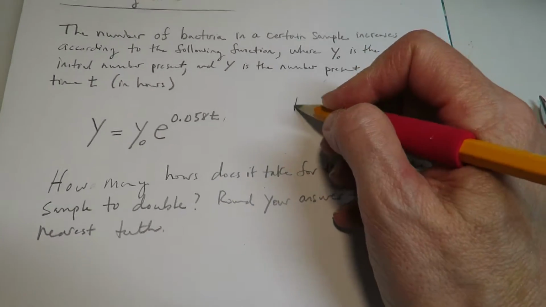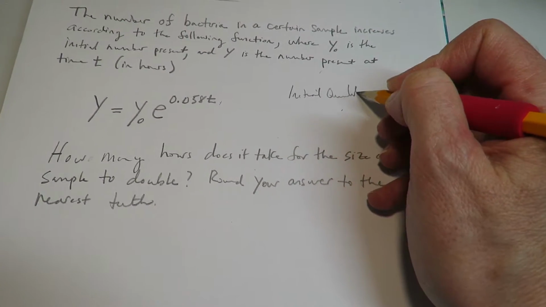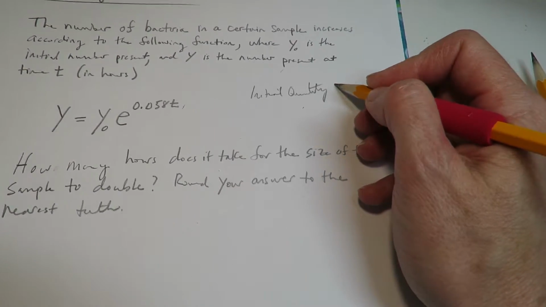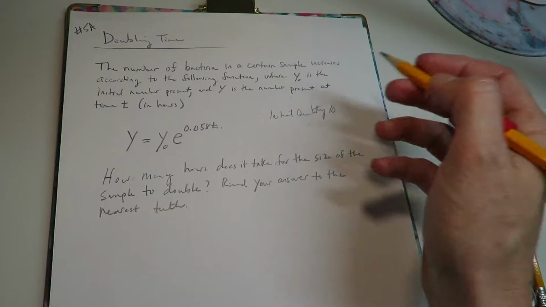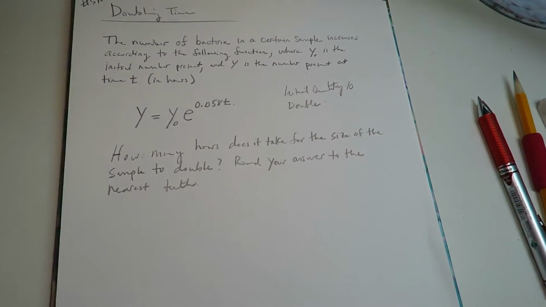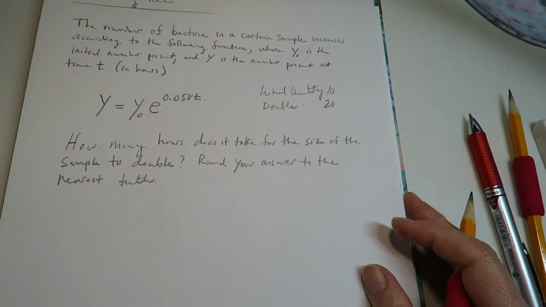So let's say that your initial quantity is 10 again. You have 10 bacteria. So the time for it to double means that you have to double your initial quantity. So for me to double 10, I'd have to now be at 20, because that would be doubling 10.